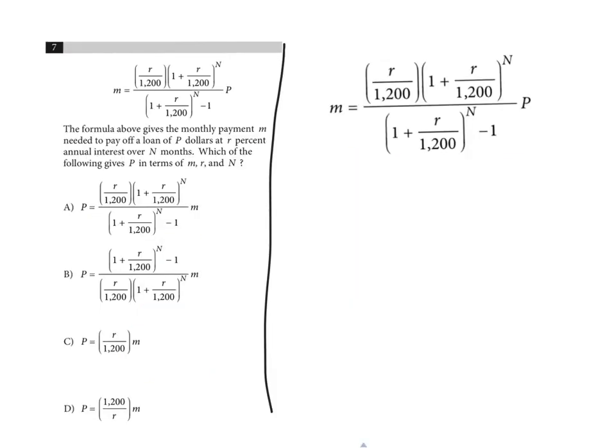Problem 7. The formula above gives the monthly payment M needed to pay off a loan of P dollars at R% annual interest over N months. Which of the following gives P in terms of M, R, and N? So basically this question is just asking you to take this equation and get that letter P by itself. So that's what we're going to do.